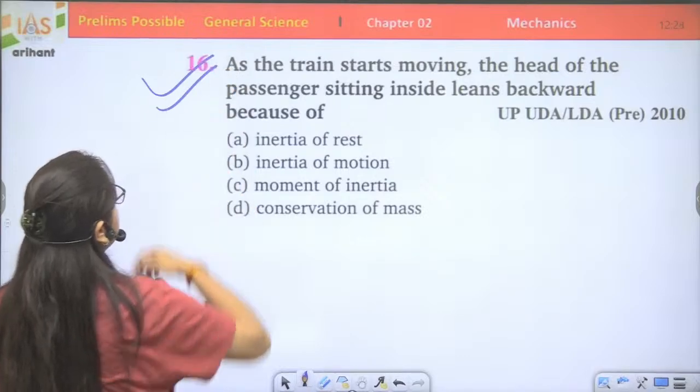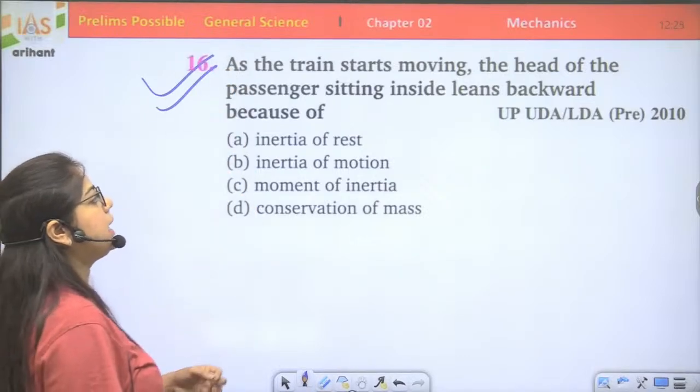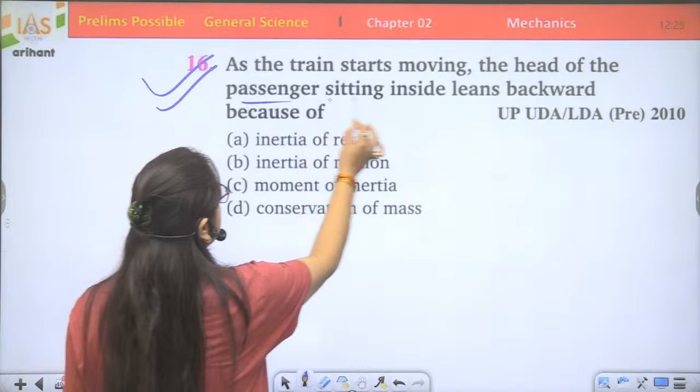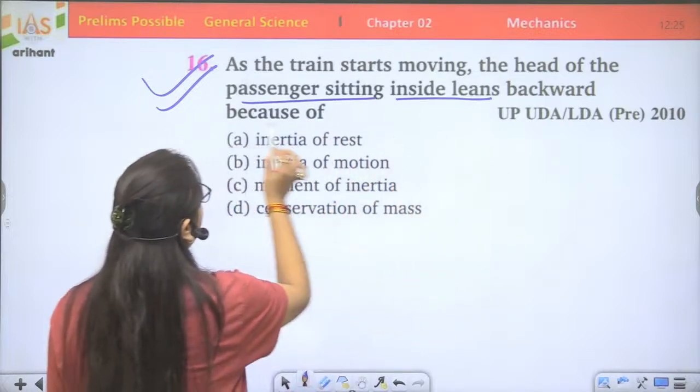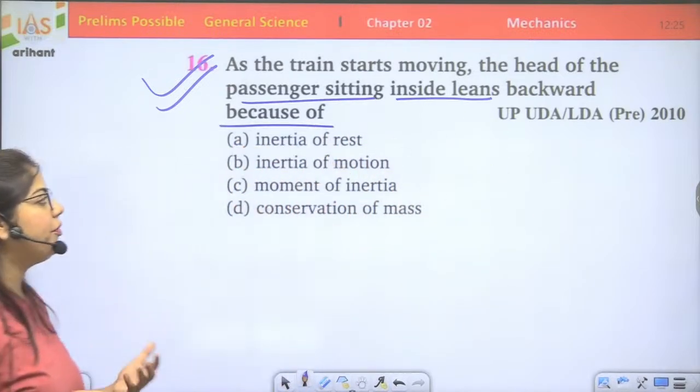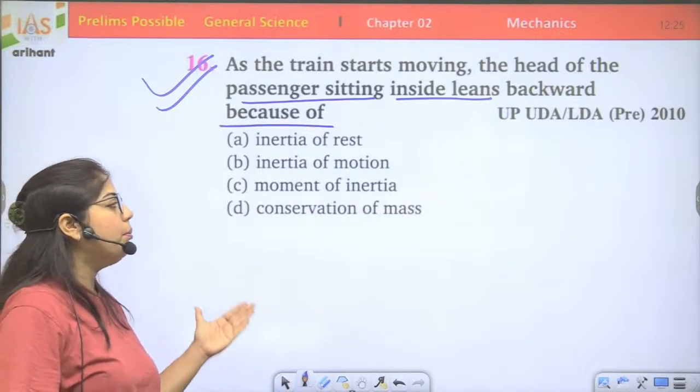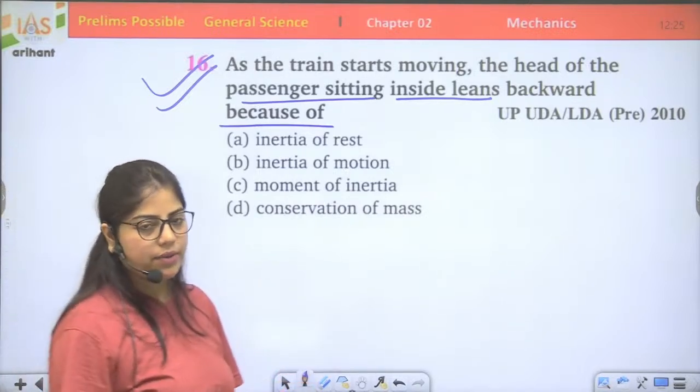Now comes question number 16. As the train starts moving, the head of the passengers sitting inside leans backward because of inertia of rest, inertia of motion, moment of inertia, or conservation of mass.